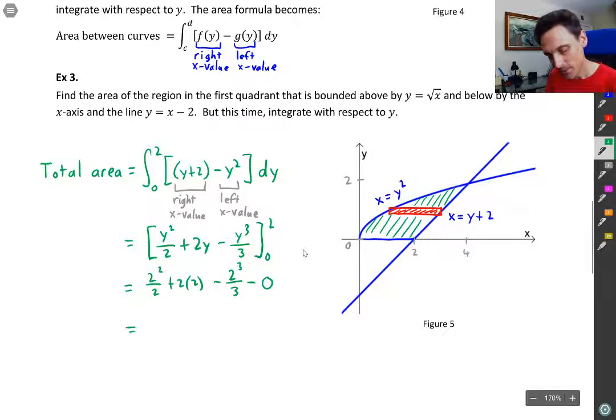So then when you work out all the fractions, you'll end up with 10 over 3. I'll just put these in parentheses for some emphasis here. When we plugged in the 2, it was all that, and then we had the minus, and then we have 0. So we get 10 thirds. So notice it was the same as example 2.